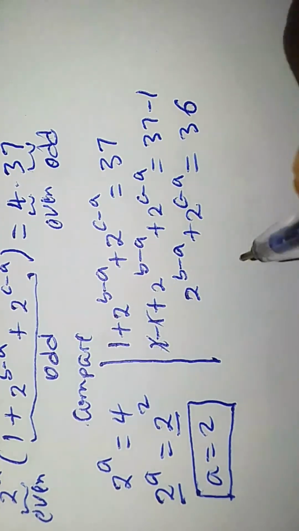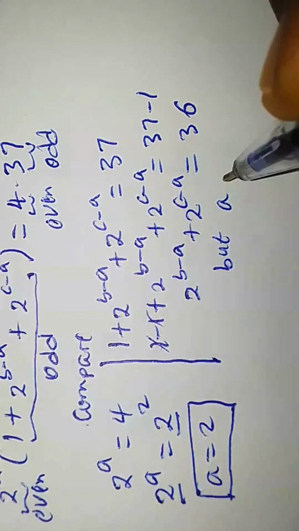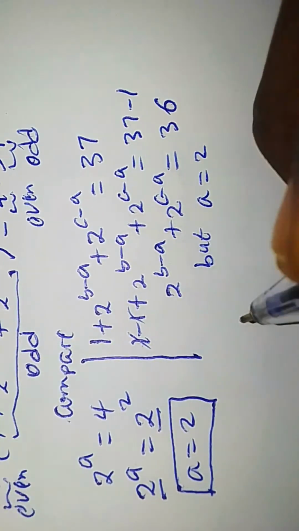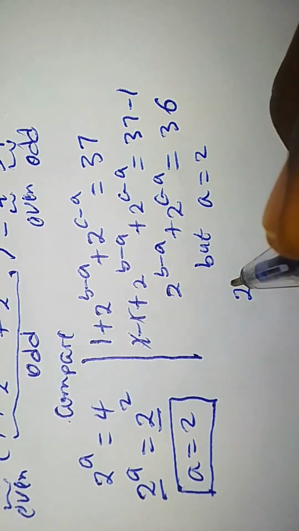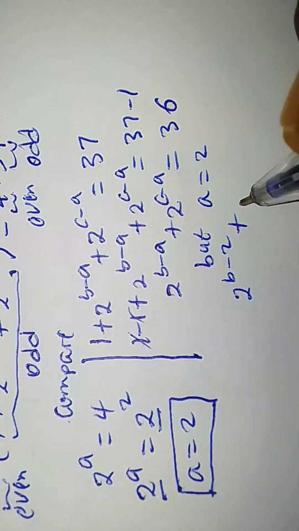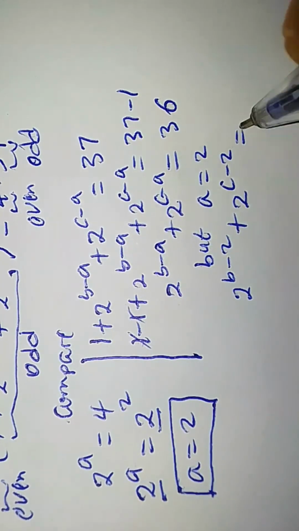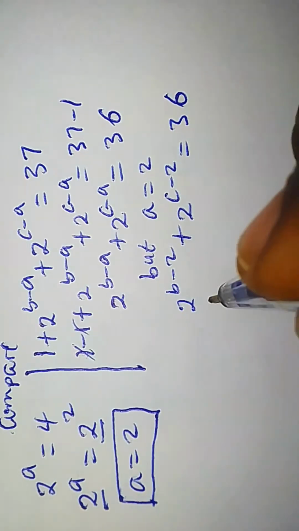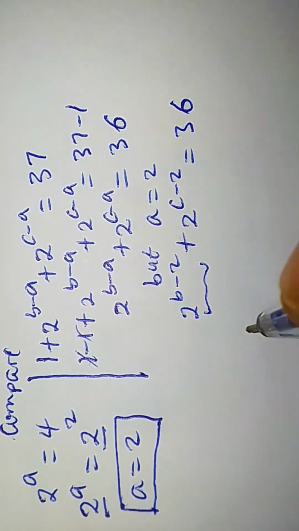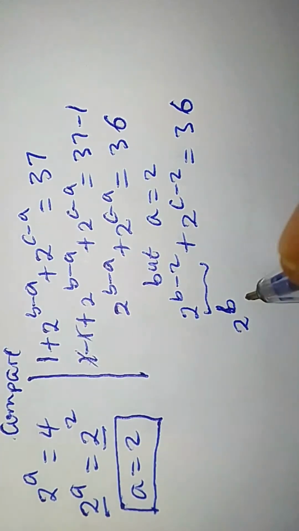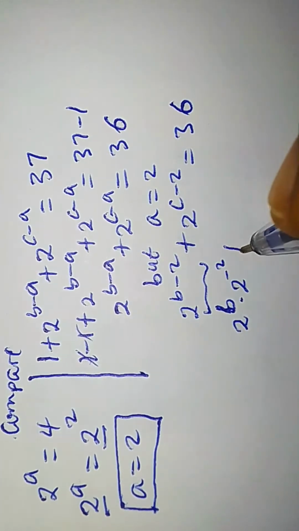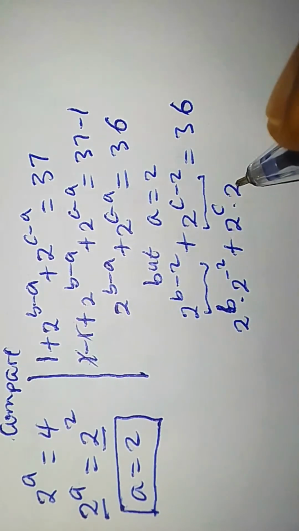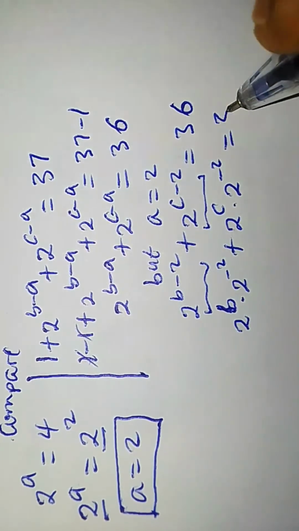Let's proceed further. But a is equal to 2. This answer that we have here, so let us plug it here. So we have 2 raised to b minus 2 plus 2 raised to c minus 2 equal to 36. Let's proceed further. 2 raised to b minus 2 could be written as 2 raised to b times 2 raised to negative 2 plus, we can also write this as 2 raised to c times 2 raised to negative 2 equal to 36.